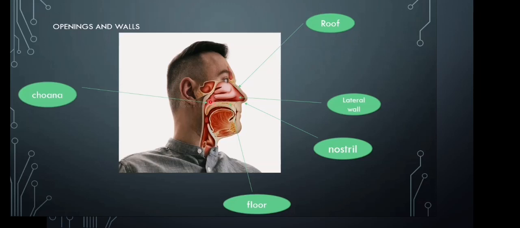And posteriorly, we have the posterior opening of the nose, which leads to the nasopharynx. The direction of air will be from the nostril toward the choanae. From this view, we can also see the lateral wall of the nose, and we can see the floor, which is the hard palate separating the nasal cavity from the oral cavity, and we could also see the roof of the nose.